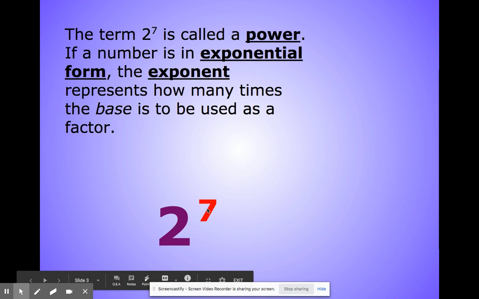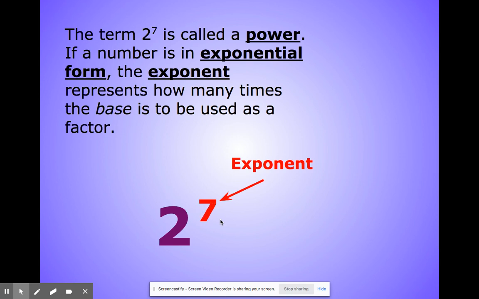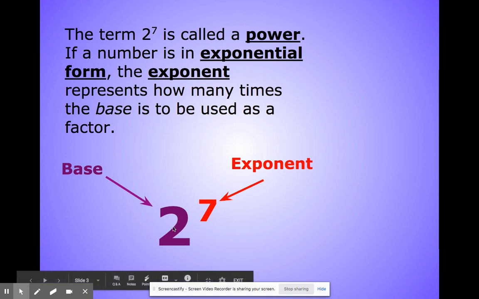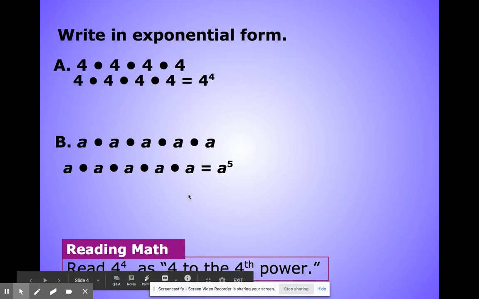Remember, we have 2 to the 7th power. And this top number here, this small number in the top right-hand corner, is your exponent, okay? And this bottom number here is your base. And the exponent is telling us how many times we're going to multiply the base by itself. So in this particular question, we are multiplying 2 by itself 7 times. So 2 times 2 times 2 times 2 times 2 times 2 times 2 is what an exponent is telling us. And so we can actually do this and write an exponential form.